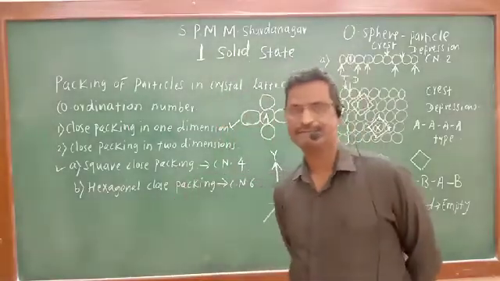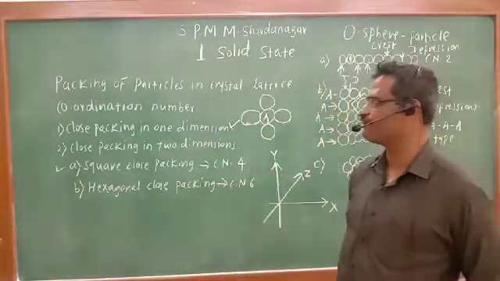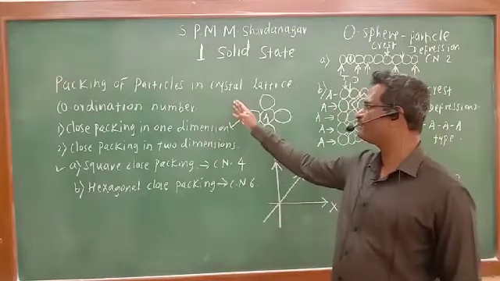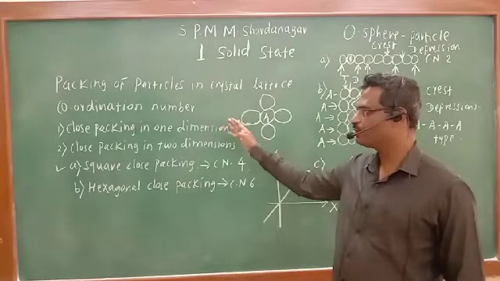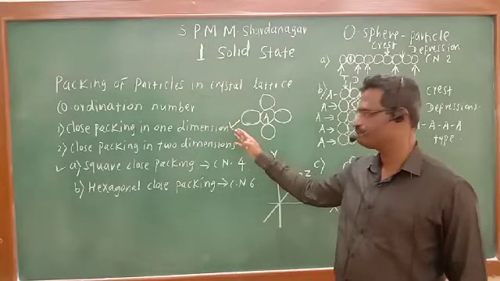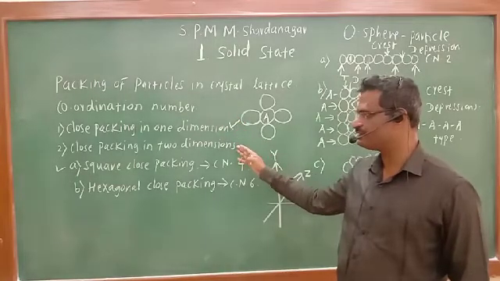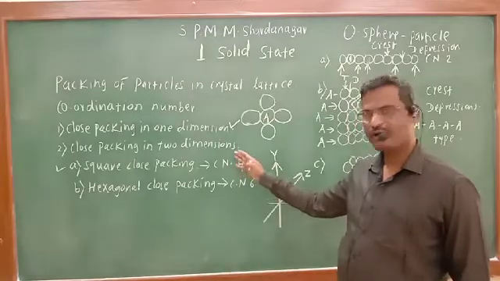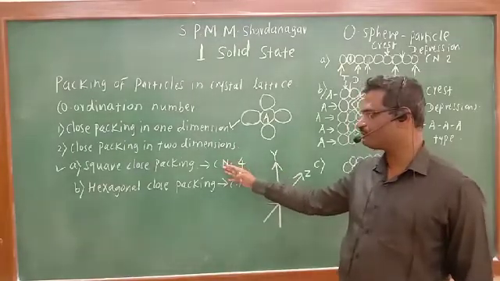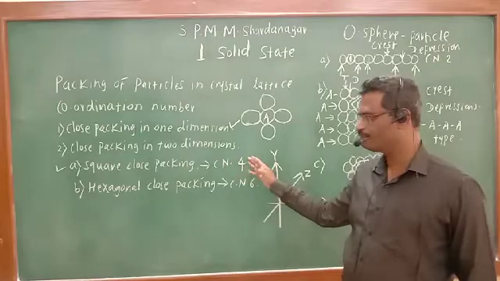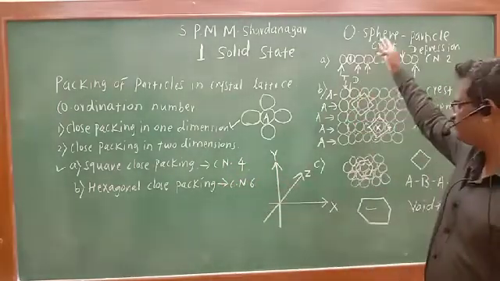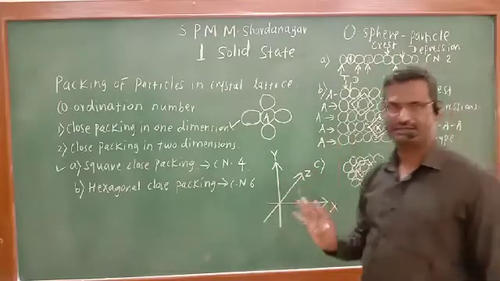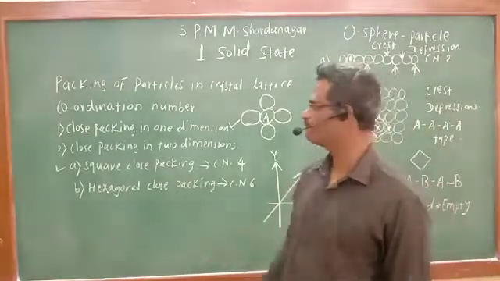In this lecture we are supposed to study these points: packing of particles in crystal lattice, then coordination number, close packing in 1 dimension, close packing in 2 dimensions. It is of 2 types: square close packing where coordination number is 4, hexagonal close packing where coordination number is 6, and this type of arrangements. So let us see it one by one.